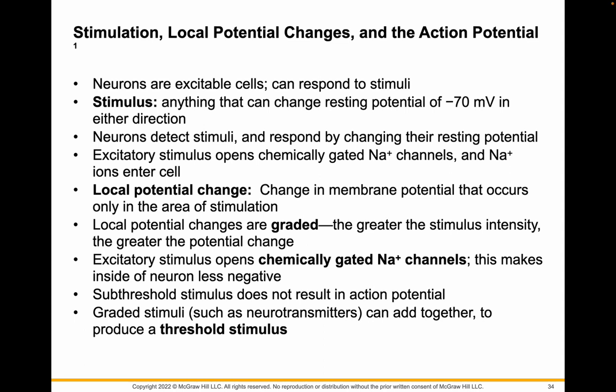So neurons are excitable cells. They can respond to stimuli. A stimulus is anything that can change that resting potential of negative 70 in either direction. So it can make it more negative or towards the positive. When neurons detect stimuli, they respond by changing their resting potential. An excitatory stimulus opens the sodium channels and the sodium enters. The local potential change in the membrane potential is graded, and once it reaches threshold, it's not graded. It's all or nothing.